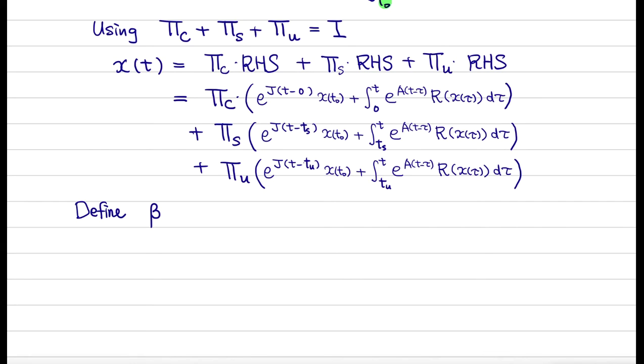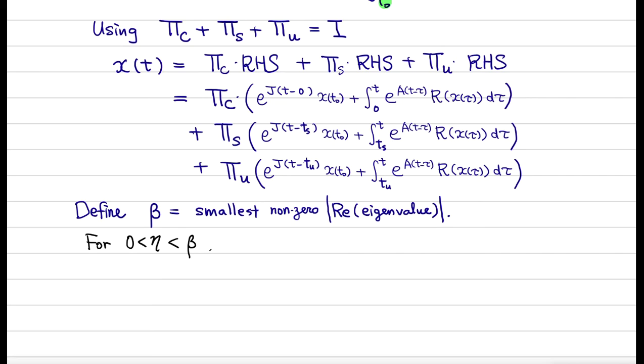We define the positive number beta to be the spectral gap: the smallest absolute value of the real part of an eigenvalue of J other than 0, that is, the smallest non-zero absolute value of the real part of the eigenvalue.